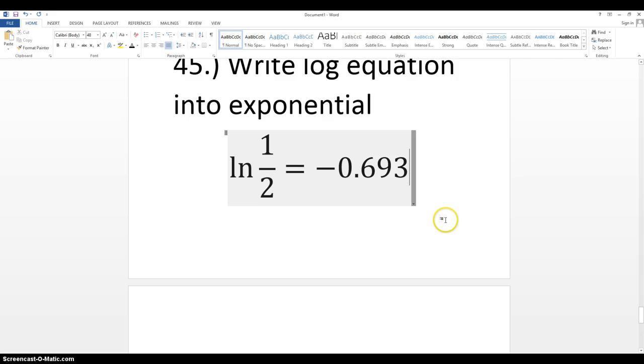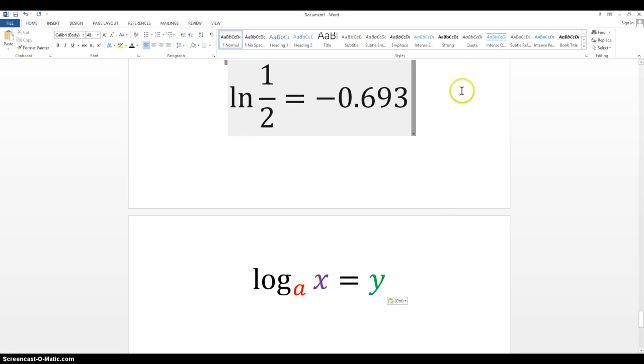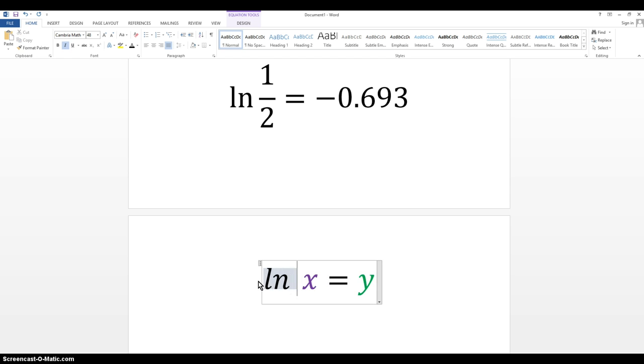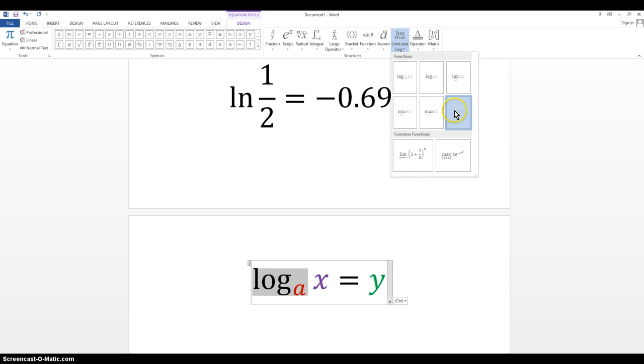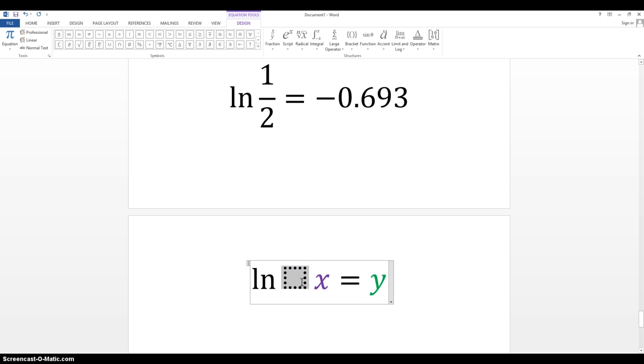So I have my template, and I'm going to change this to natural log. So let me just start over again from scratch. So, well, here, I'll change this to natural log of, and I'll put this right here. X.